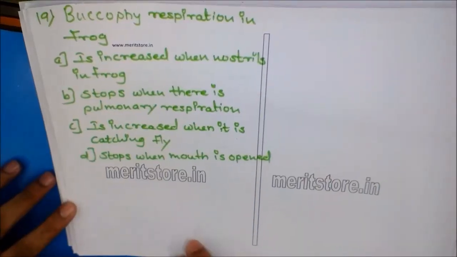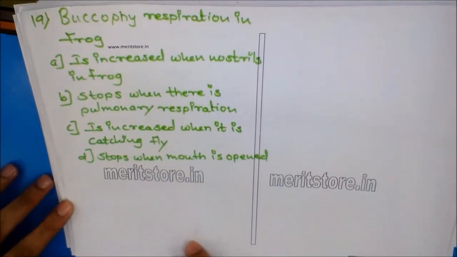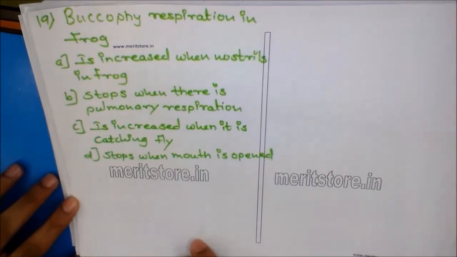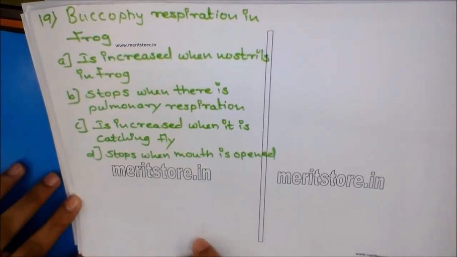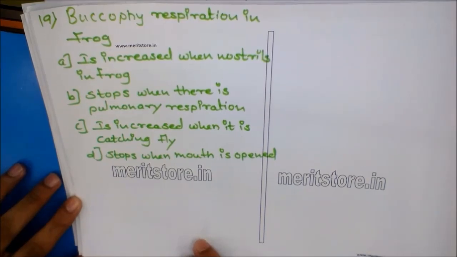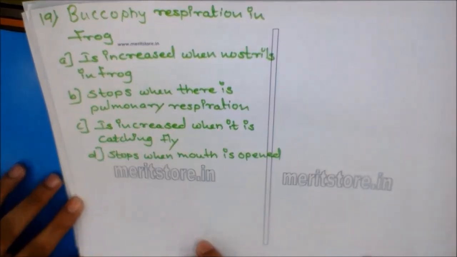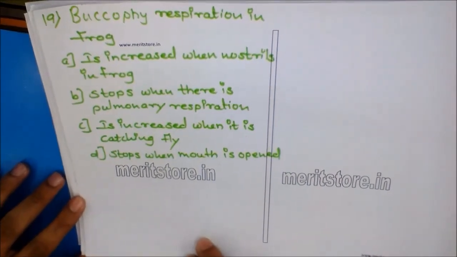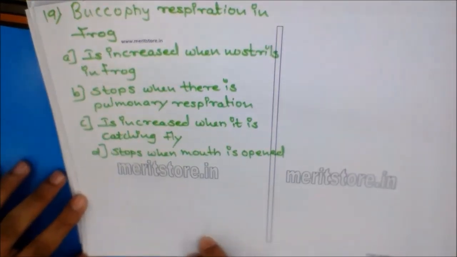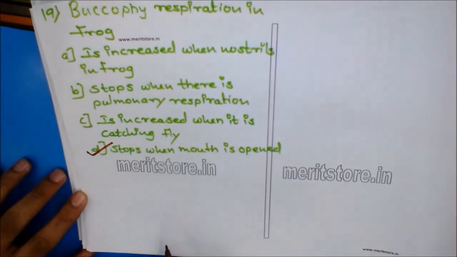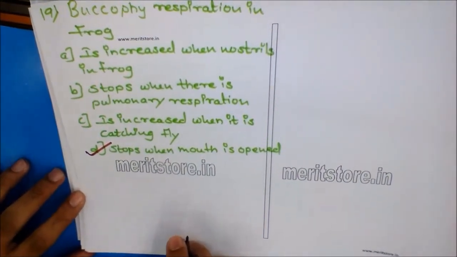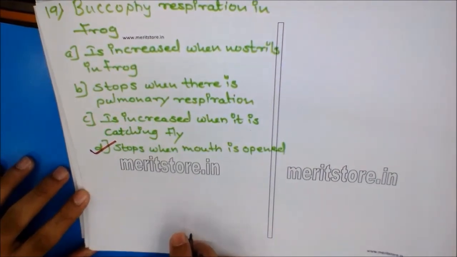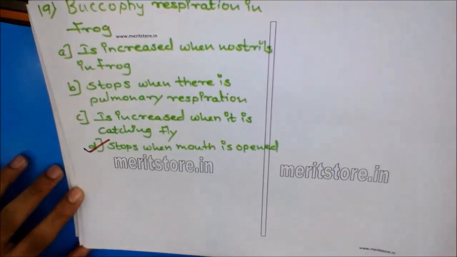Next question is buccopharyngeal respiration in frog. Option A is increased when nostrils in frog. Option B stops when there is pulmonary respiration. Option C is increased when it is catching fly. Option D stops when mouth is opened. The answer to this question is option D. It stops when mouth is opened, because this process occurs through the nose and mouth and gullet, and are kept closed during the process.